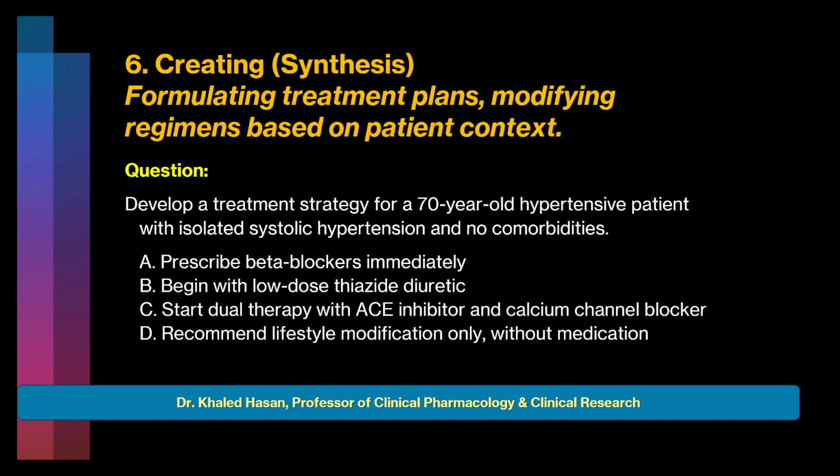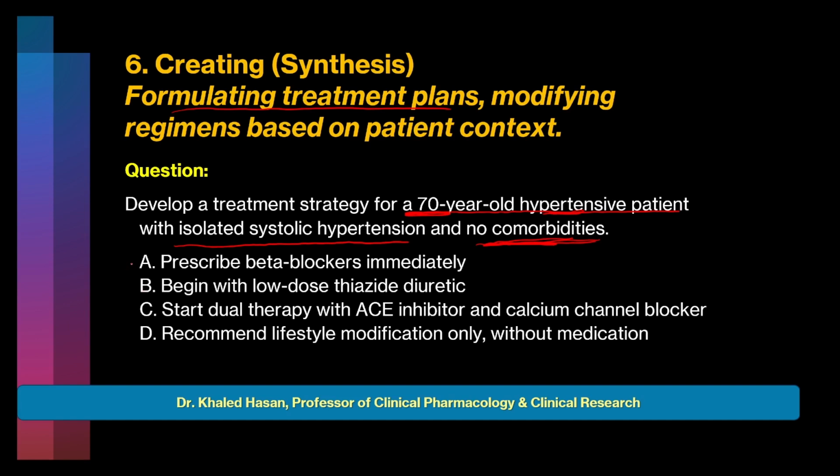creating, synthesis, formulating a treatment plan. Here we have to develop a treatment strategy for a 70-year-old hypertensive patient. So we have an elderly patient, 70 years old, suffering from hypertension with isolated systolic blood pressure and no comorbidity. Comorbidity means no other disease. He only suffers from hypertension. So what type of strategy are you going to prescribe or implement in this patient?